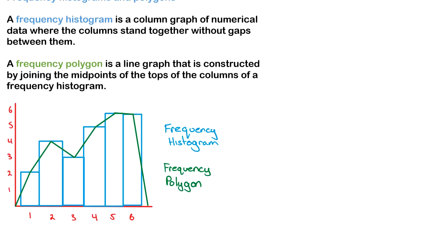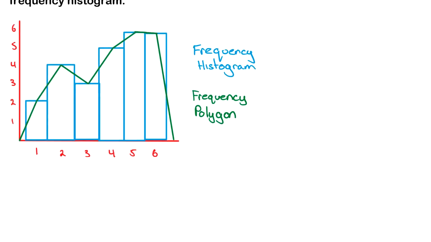Now a frequency polygon is a line graph that is constructed by joining the midpoints of those columns that we did in the frequency histogram. So in the green line there that you can see in the graph, that's your frequency polygon. Alright, so it's important to know how to read these types of graphs.